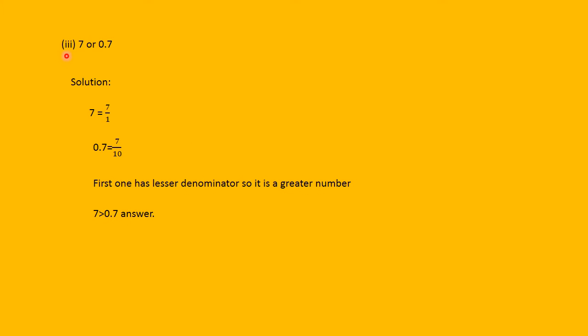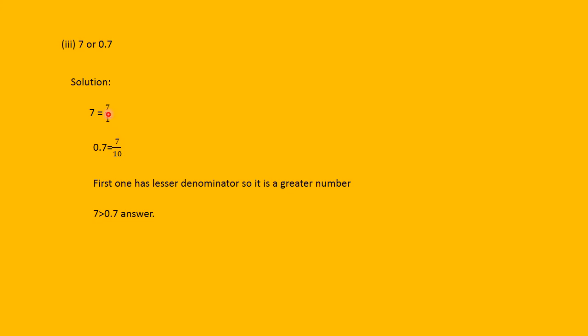Now let us see the third question of the same exercise. 7 or 0.7, which is greater? To compare any two numbers, we should have the same numerator or same denominator. So 7 can be written as 7 upon 1. 0.7 can be written as 7 upon 10 because we have one place after decimal. So 7 upon 1 and 7 upon 10.